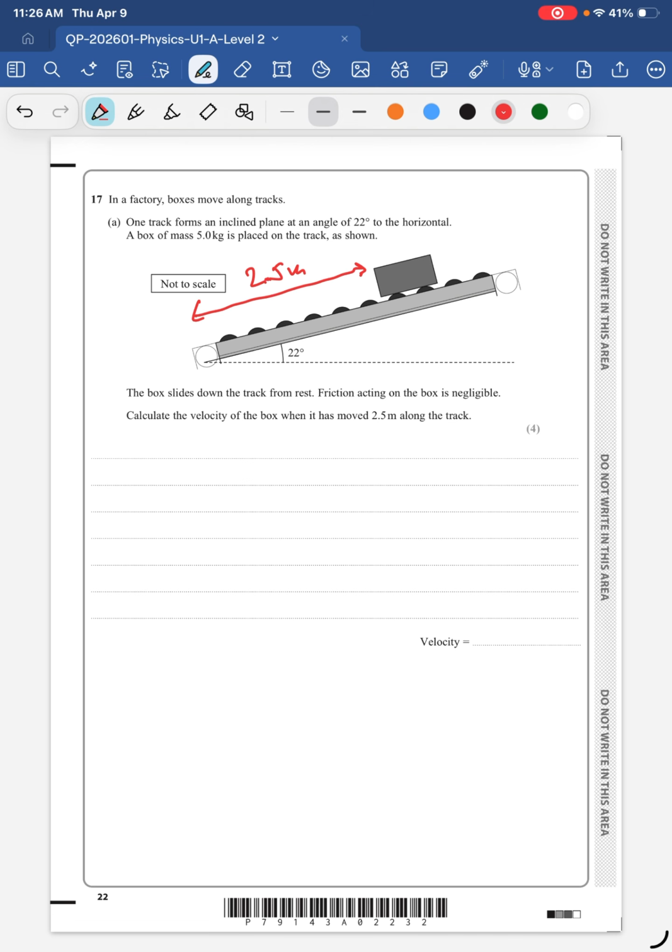All right. So sine, first of all, we need to find the vertical displacement. Okay. So we need to find this y. Sine of 22 degrees is y over 2.5. So the vertical displacement is 2.5 times sine of 22 degrees, which is 0.94 meters.